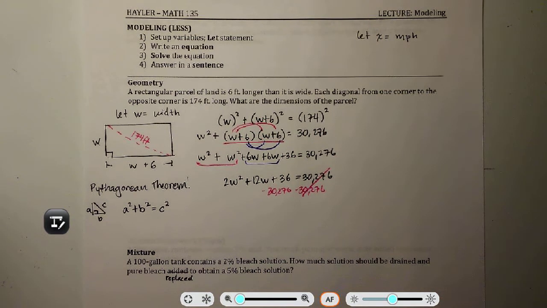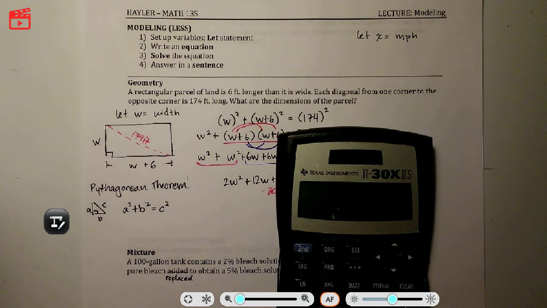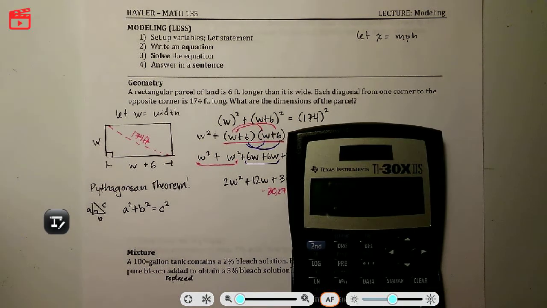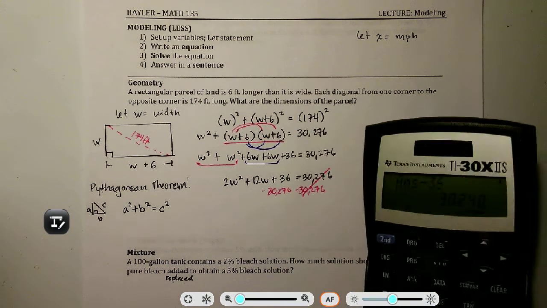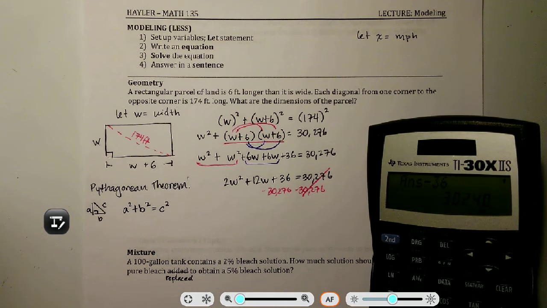And what do I get? Let's use a calculator. Minus 36. So this is actually going to be the opposite of that, so that'll be 30,240.